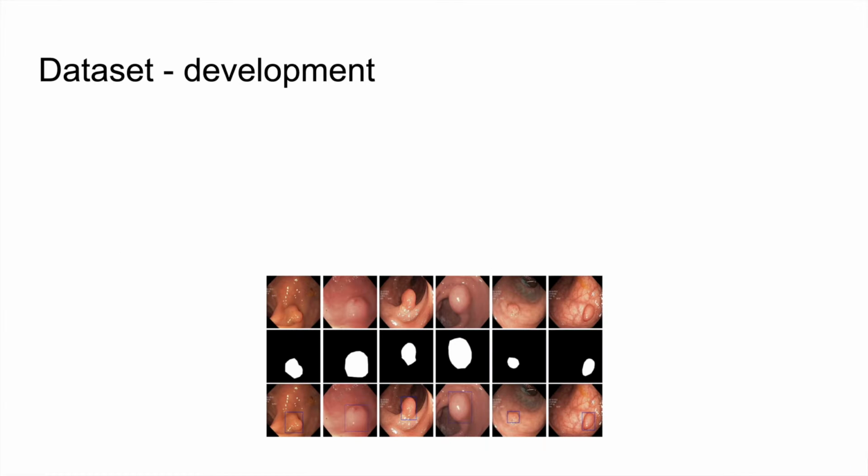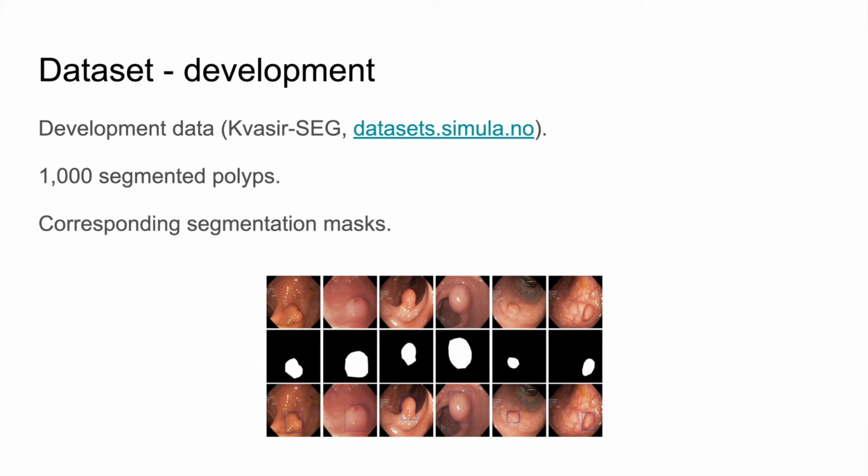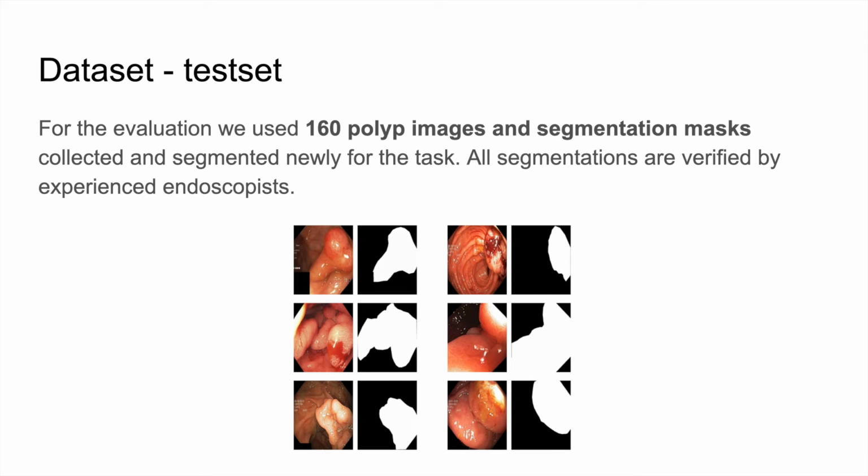So for the development stage, we had the dataset that we shared, which was the Kvasir-SEG segmentation dataset, which can also be accessed via datasets.simula.no. It contains 1,000 segmented polyps, meaning the images of the polyps and the segmentation masks. You can see some examples here below. For the test dataset, we had 160 additionally collected polyp images just for this task that were all segmented and verified by experienced endoscopists.